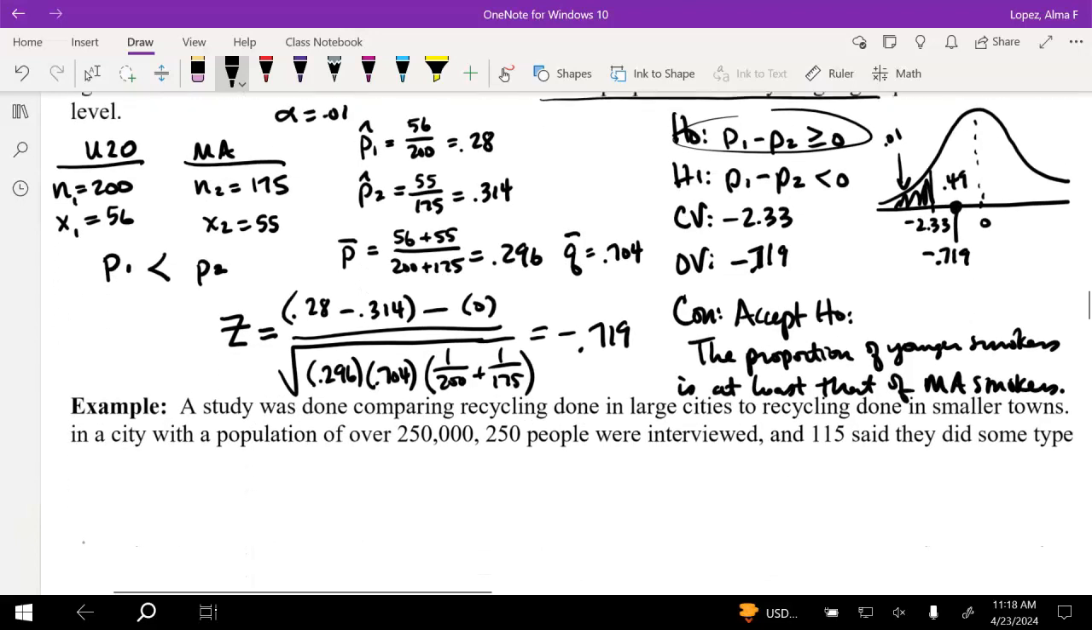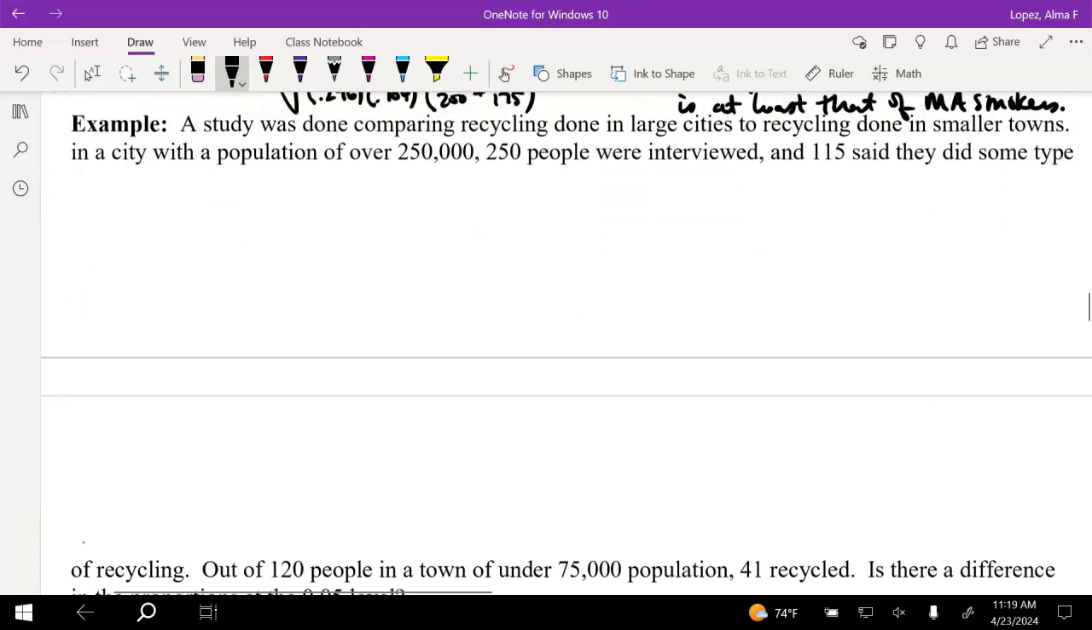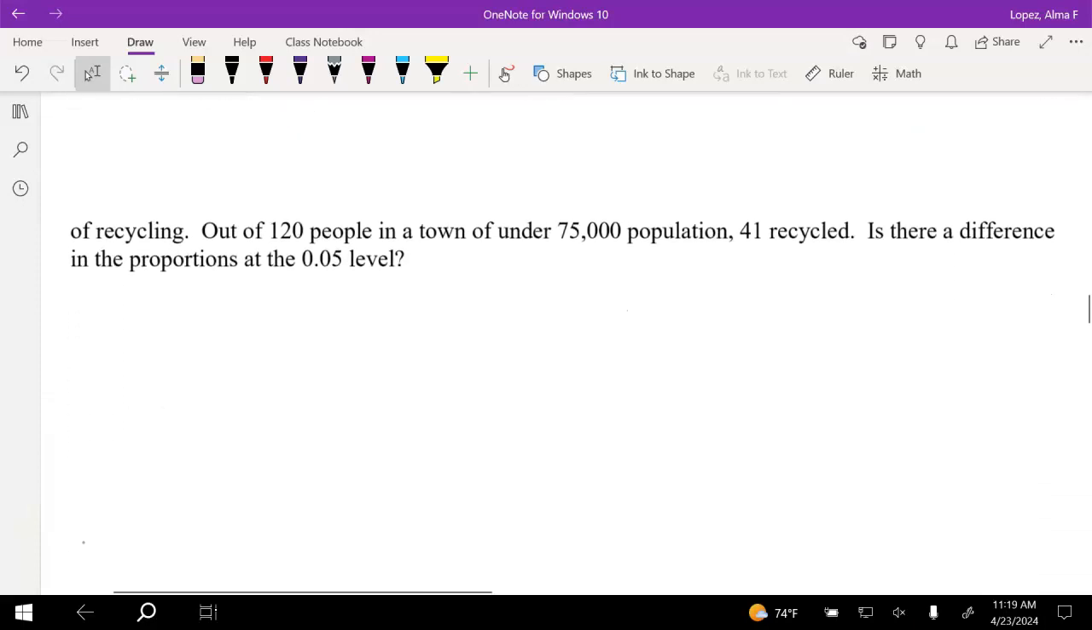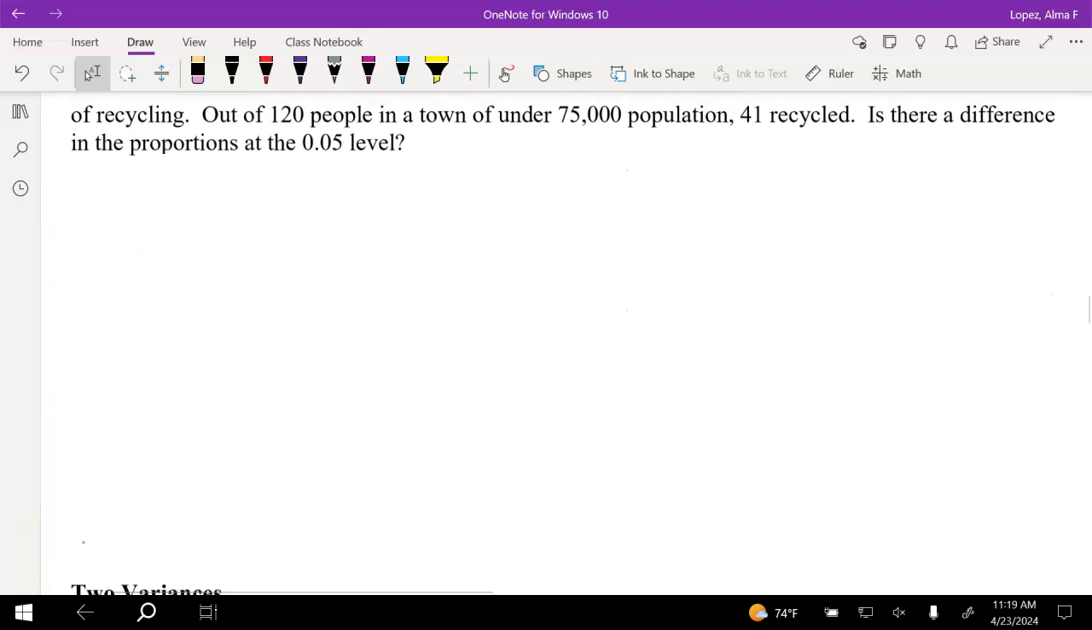All right, let's look at our second example. This one says a study was done comparing recycling done in large cities compared to smaller towns. Oh, it's on 2 different pages. Okay, well, hopefully it's written correctly on yours. I'm going to scoot down and I'll read it from my page, and you've got it also.